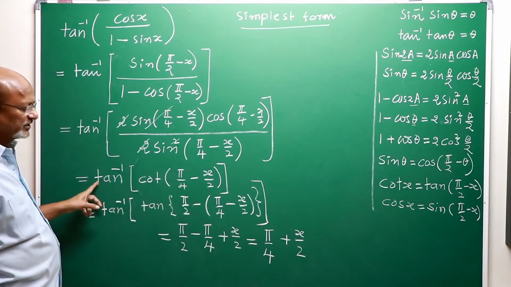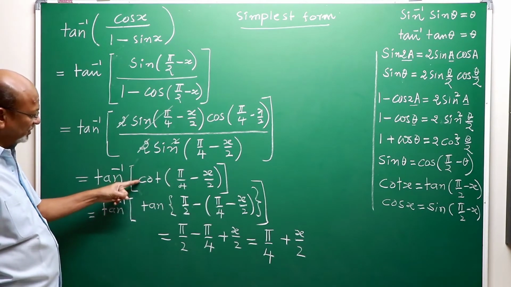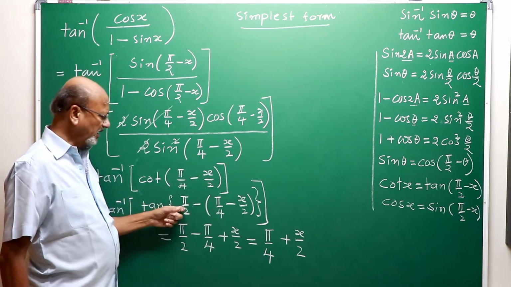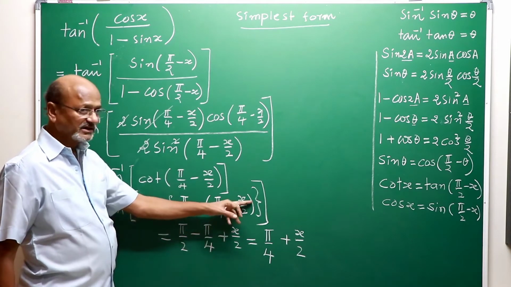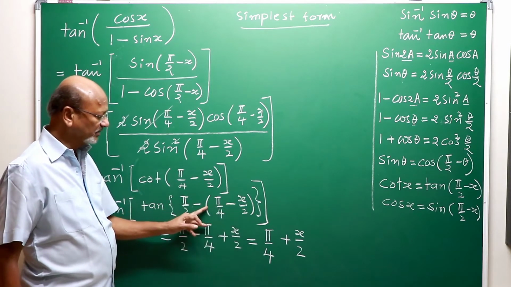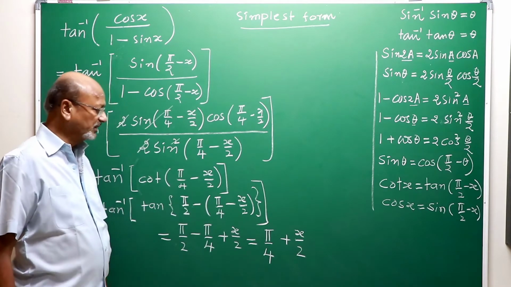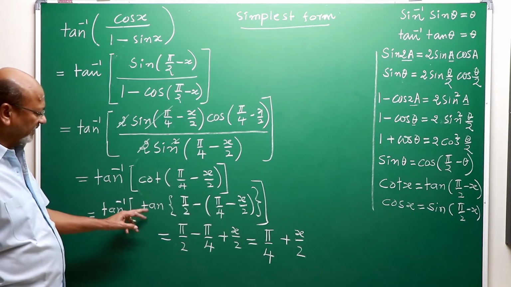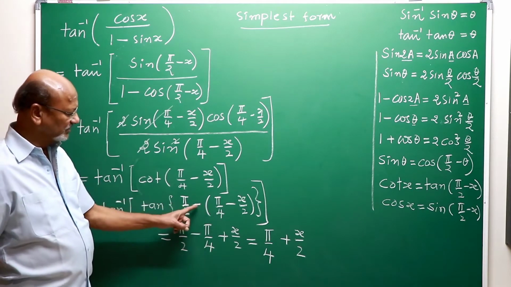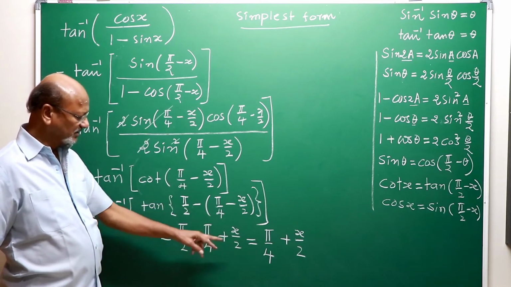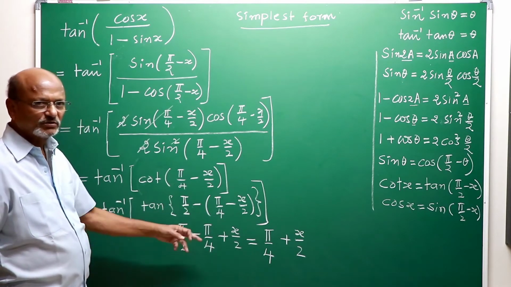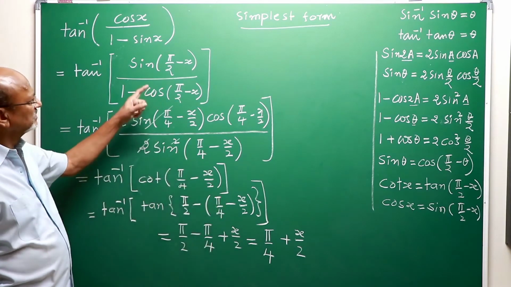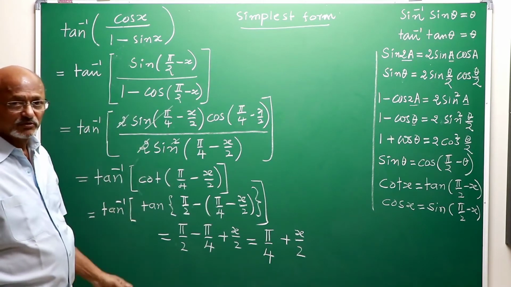Yes. Again outside is tan inverse, inside is cot. We want to change once again cot to tan. Again the same method: replace your angle by pi by 2 minus the angle. These are like guards, compound walls, my friends. Brackets always play a very important role. Avoid mistakes. Tan inverse of tan. This minus of minus is plus. Further, pi by 4 plus x by 2. So this is the simplest form of this given expression.